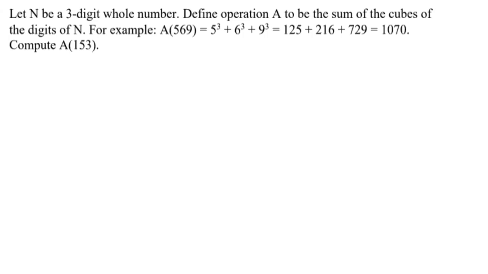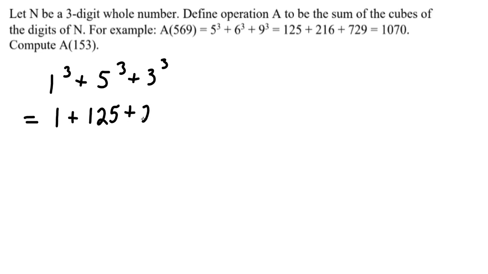So for 153 then, you just take each digit, again, 1 and cube it, 5 and cube it, and 3 and cube it, and add them together. So 1 cubed is 1, 5 cubed is 125, 3 cubed is 27. You add those together, you get 153. So that is the answer to that one.